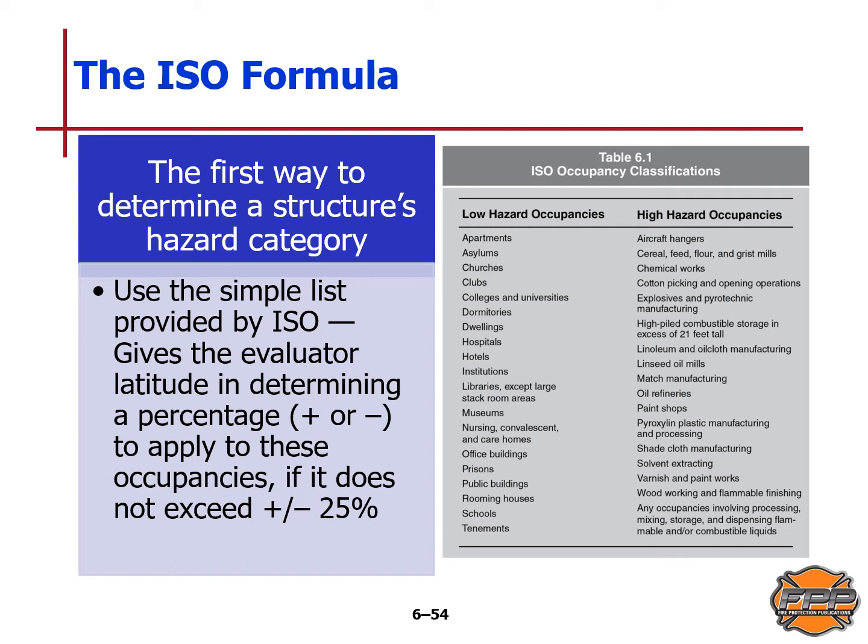So if you look at table 6.1, which is in your book, you see the ISO occupancy classifications on the right side of this slide. So you see a list of low hazard occupancies and high hazard occupancies.